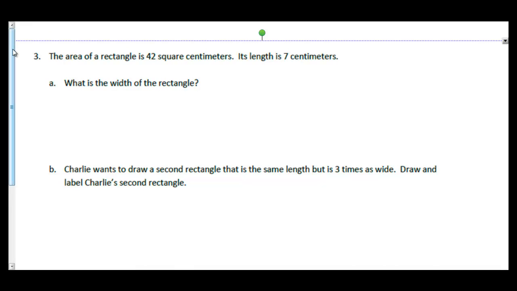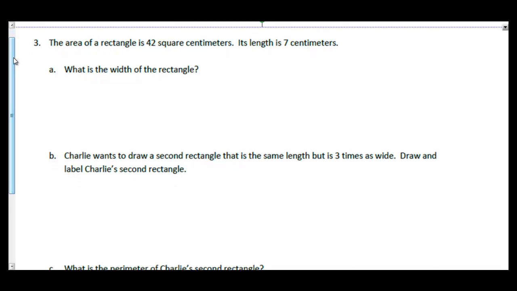Look at problem number 3. The area of a rectangle is 42 square centimeters. Its length is 7 centimeters. What's the width of the rectangle?